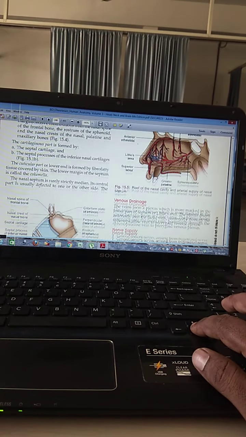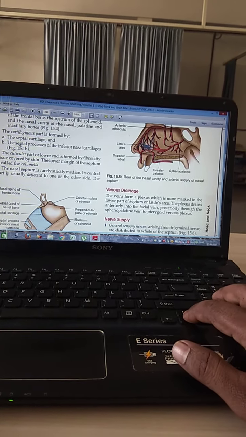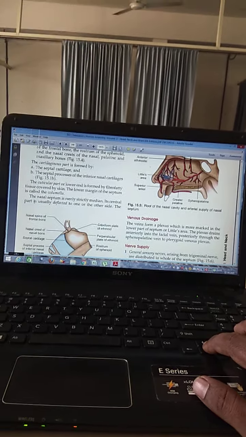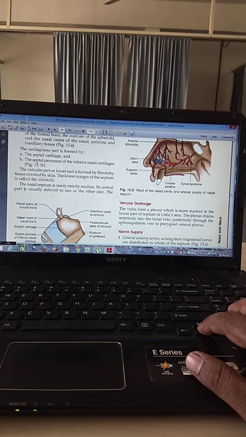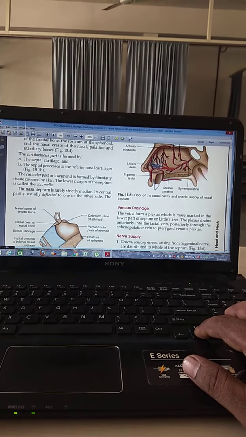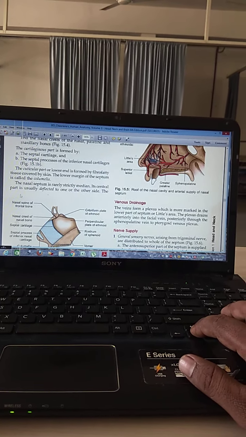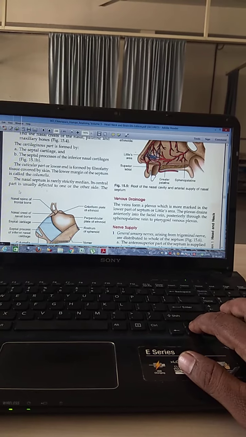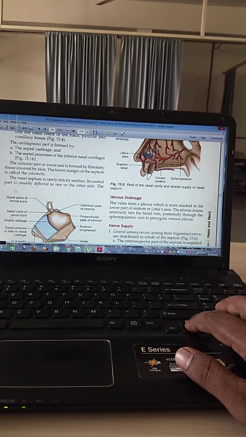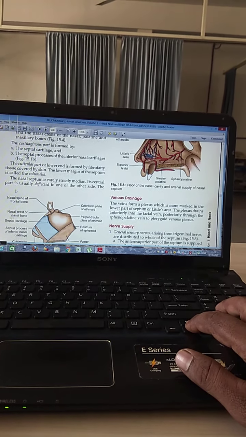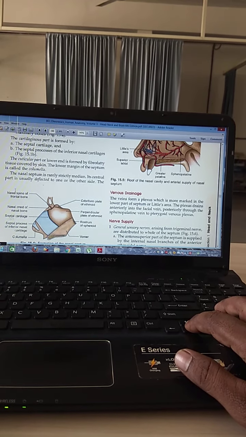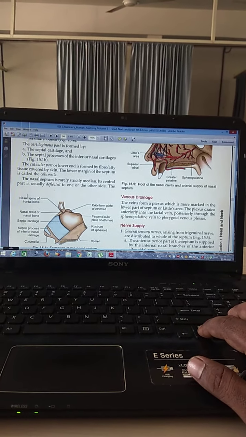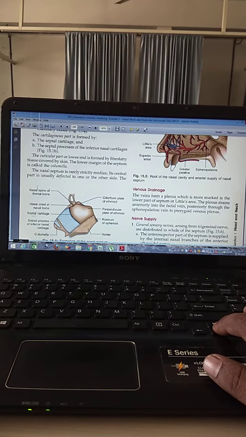The cartilaginous part is formed by the septal cartilage and the septal process of the inferior nasal cartilage. The cutaneous part, the lower end of the septum, is fibrous tissue covered by skin. The lower margin of the septum is called the columella.